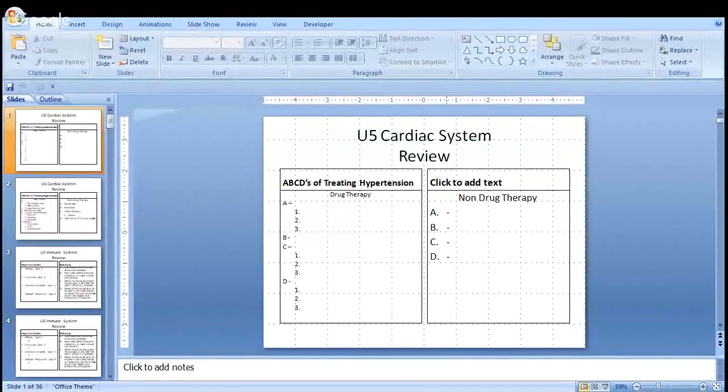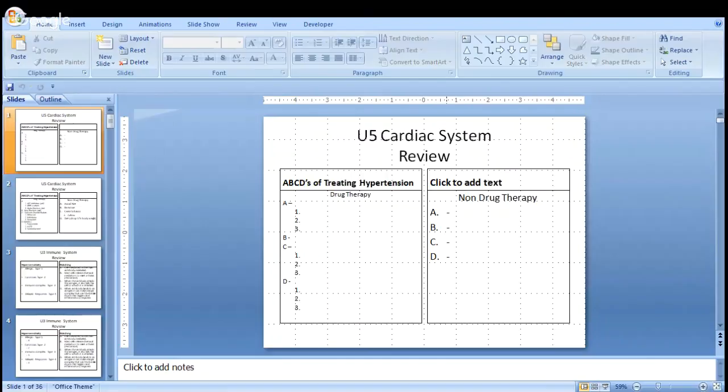So here's the first piece. I put this up first because there was some stuff on the test with this. So just a cardiac review. Let's just go through it. So the ABCDs of treating hypertension are drug and non-drug therapies. Do you know the drug therapies? You know what? I don't think I do. Well, let's go through them.